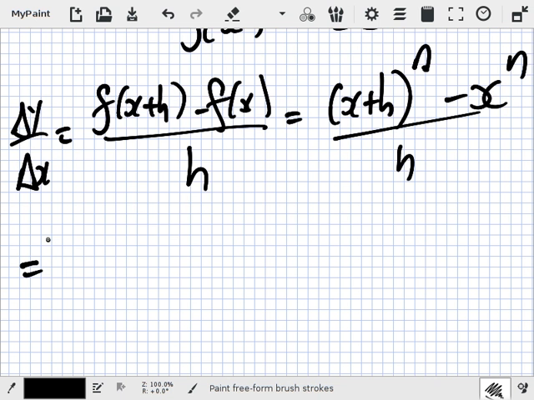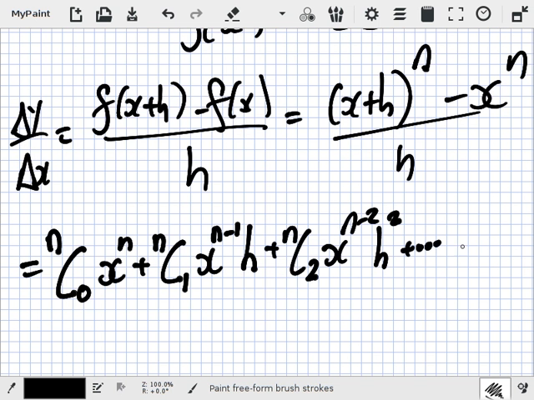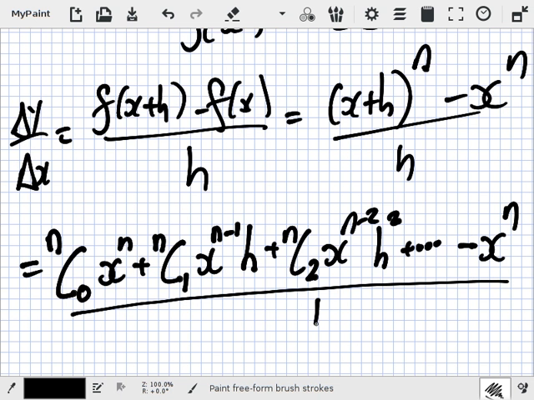So we use binomial expansion. We'll have nC0 x to the n and h to the 0, which is none of them. Then the next one is nC1 x to the n minus 1 h, h to the 1, plus nC2 x to the n minus 2 h squared. And this continues, right? Minus x to the n all over h. Now, I'll just pause for a minute to let you write this line down.